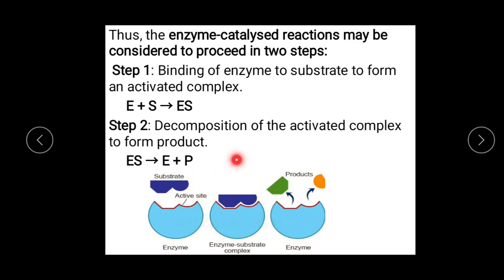You can see this is the activated complex. It decomposes to give the products and the original enzyme back. So here we end with mechanism of enzyme catalysis, and we have taken up the lock and key mechanism.